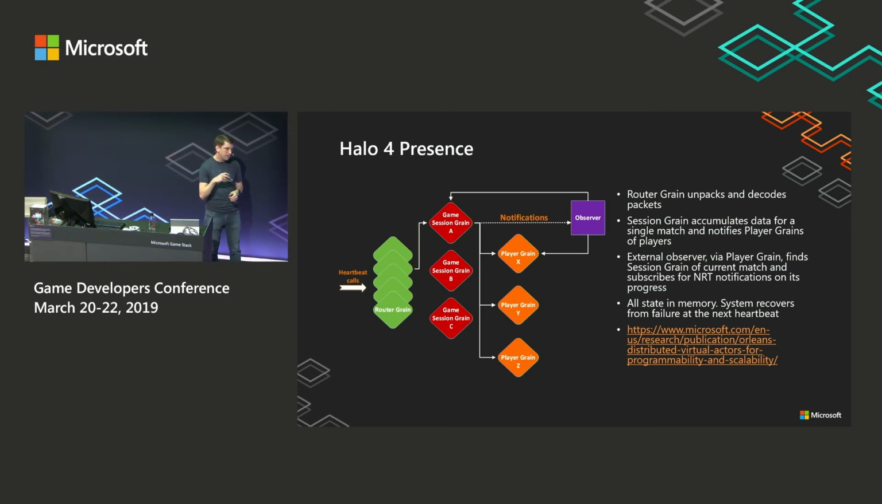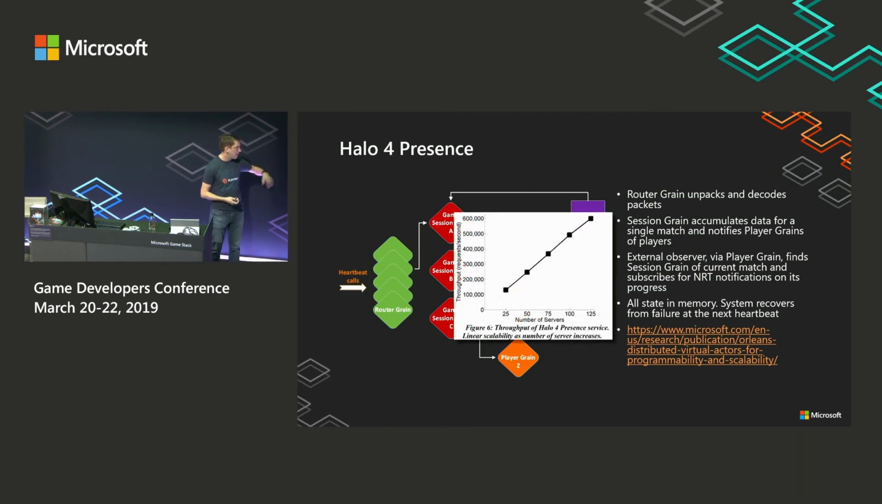The observer, which might be a mobile client or a web page, could call into the player grain to find the current state of every player in the system, and then if it wanted to, it could get near real-time updates by calling into the game session grain and subscribing to notifications for what was going on. This allowed us to create experiences where on your phone you could see what was going on in real time in the game. One of the amazing things about this system is that it scaled almost linearly.